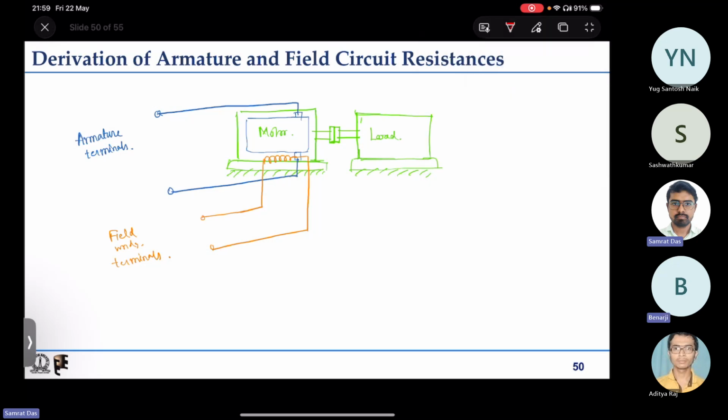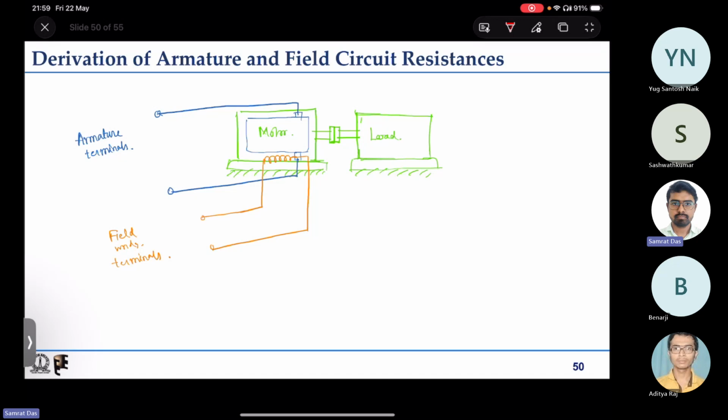We are yet to do any experiments. You just have to identify by observation which one is field and which one is armature. How do you do that?